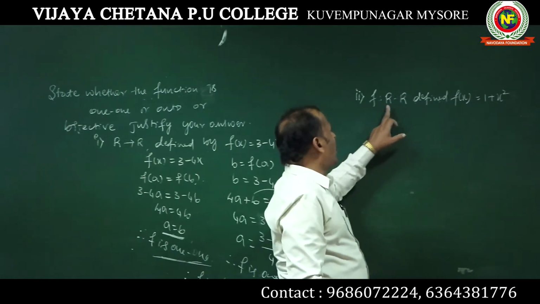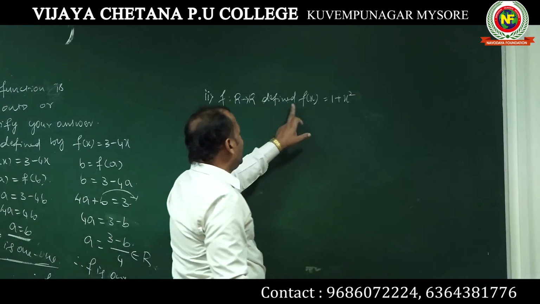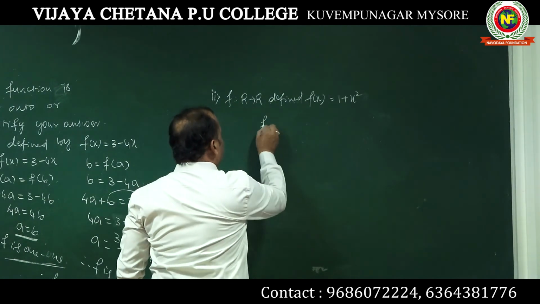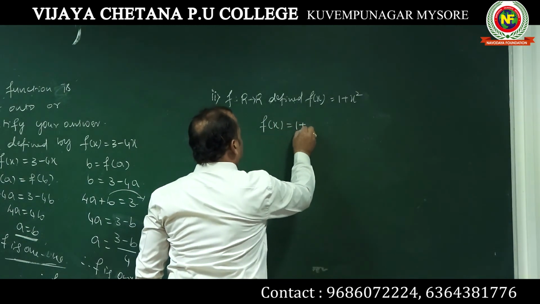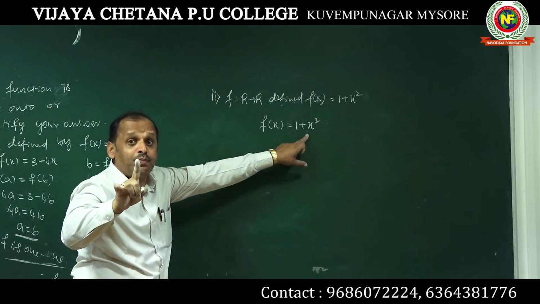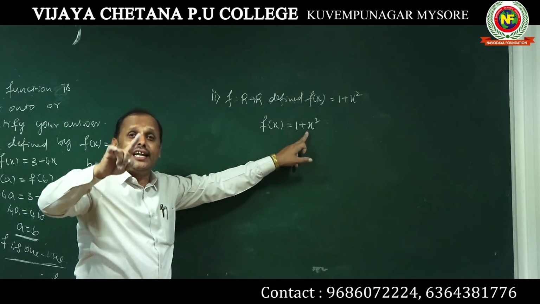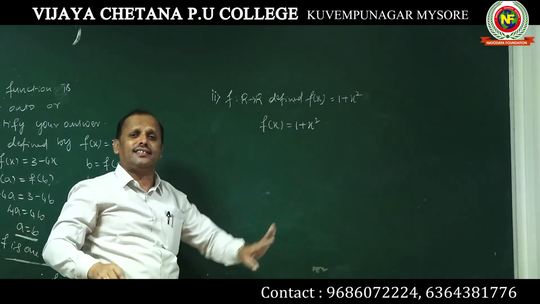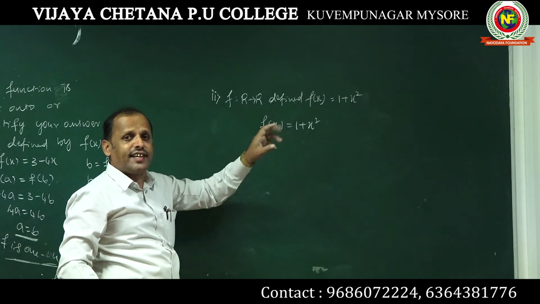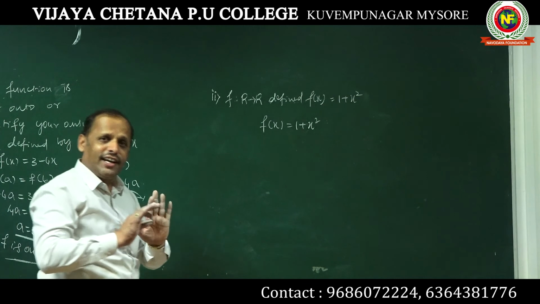Here, f from R to R is defined as f of x equals 1 plus x square. Now, listen to me here. f of x equals 1 plus x square. As soon as x square comes, whether it is 1 plus, 2 minus, or x square minus, whatever it is, with x square it is 1-1 only if the set is N to N. Otherwise it is not 1-1, it is not onto.